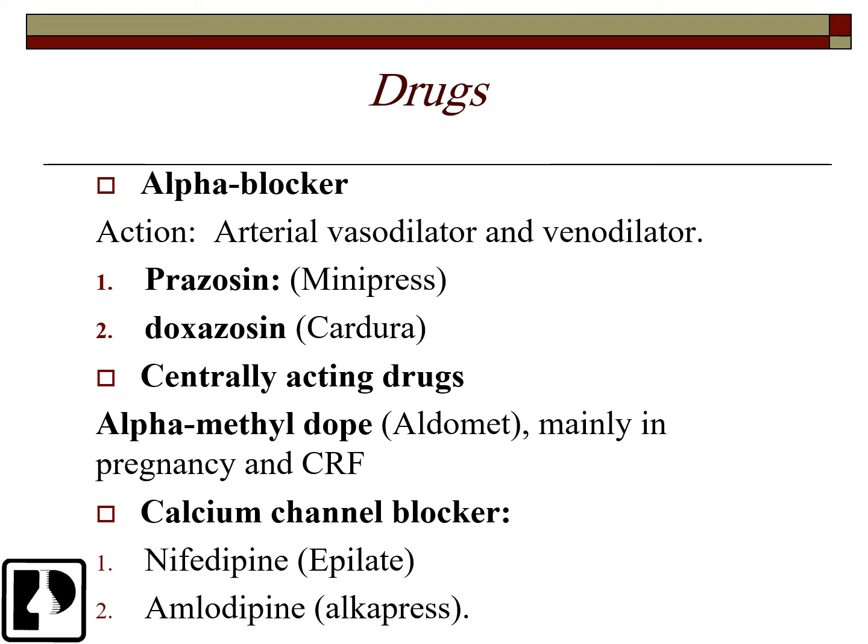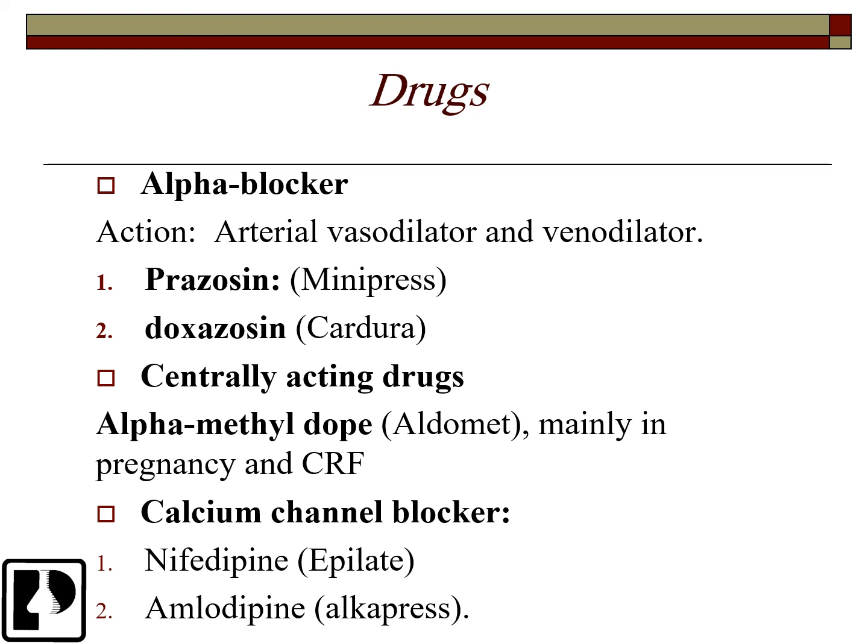Calcium channel blocker. As you all know, actin and myosin have calcium channels making contraction and relaxation. So when we close the calcium channel, the muscles of the blood vessels will be relaxed, causing vasodilation.